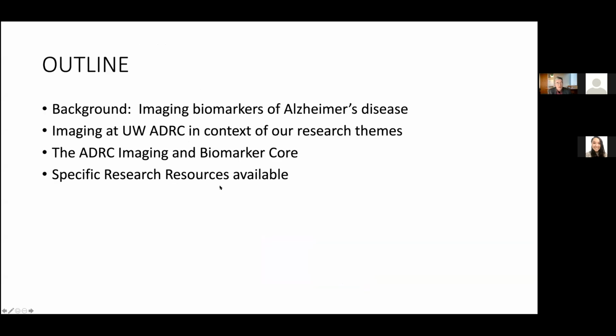So here are some of the things I'd like to touch on. A little bit of background. Some of this you saw already in your background video preparation, but I thought there were a couple points really worth emphasizing, specifically around imaging biomarkers. We'll talk about how the research themes that we have in our Alzheimer's Center affect the way that we pursue imaging here. I'll say some words specifically about the imaging and biomarker core, and then what are some of the specific research resources available to you and to our other colleagues at UW.